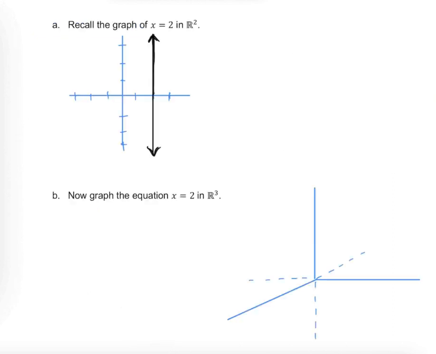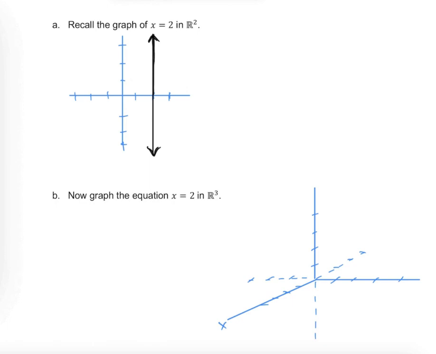Similarly in R3, or in three-dimensional space, the only variable that is held constant is x, and then we're going to be extending infinitely in the direction of the two missing variables, which are both y and z in this particular case. So what we can do here is graph x equals 2.